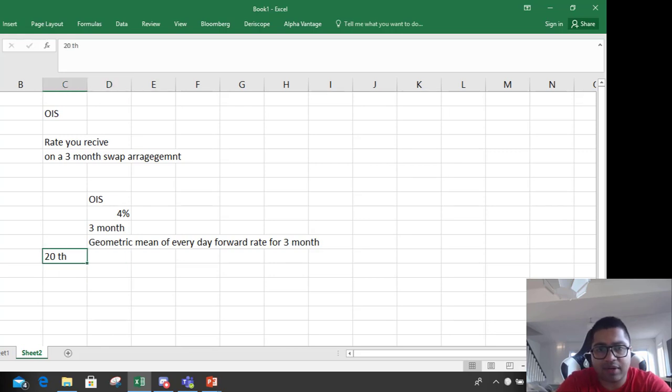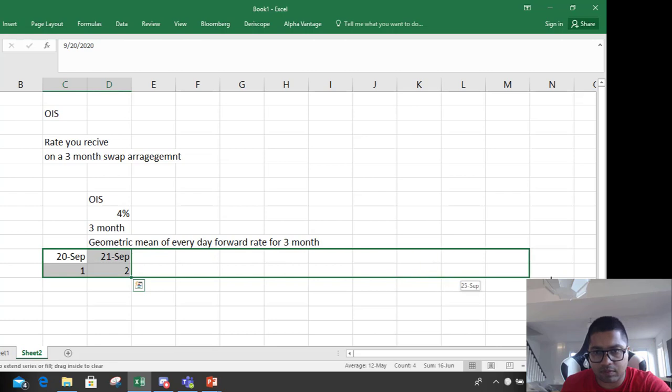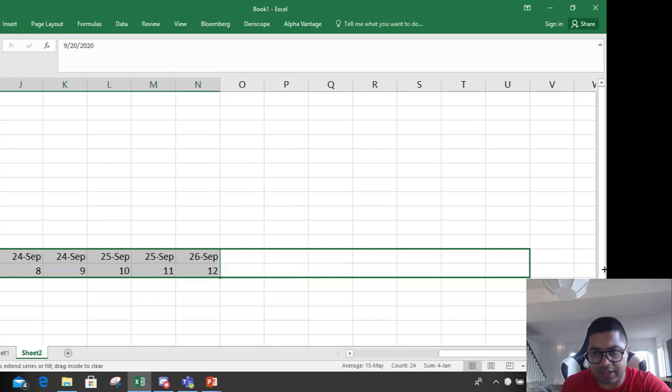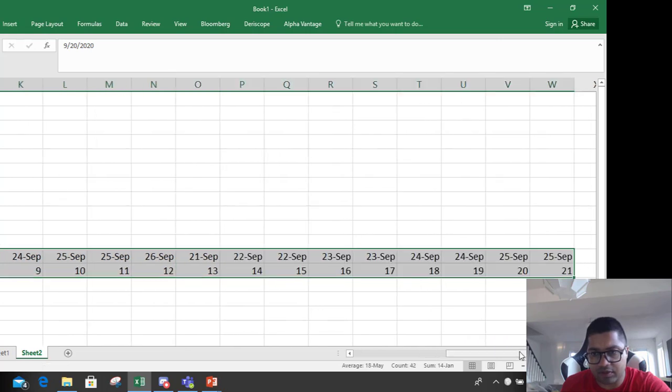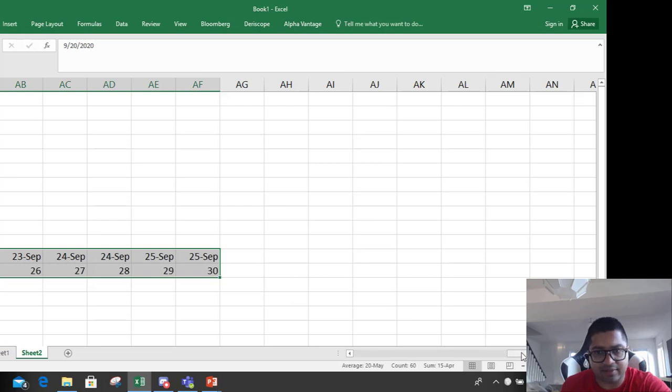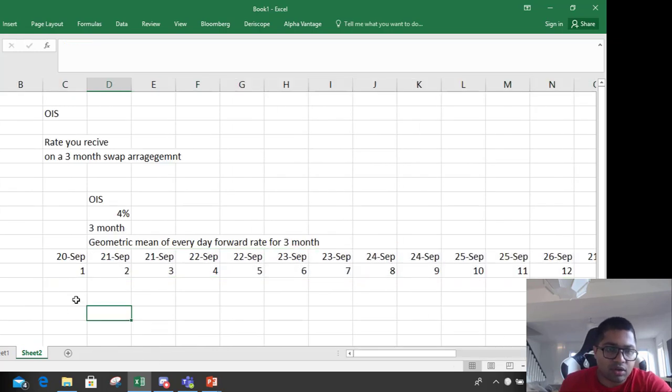So I'll just add 1 day. I'm purposefully using dates. So this was day 1, day 2. We are looking at a 30-day rate. So this was 20, and these are the next 30 days. Okay, so what does geometric mean?